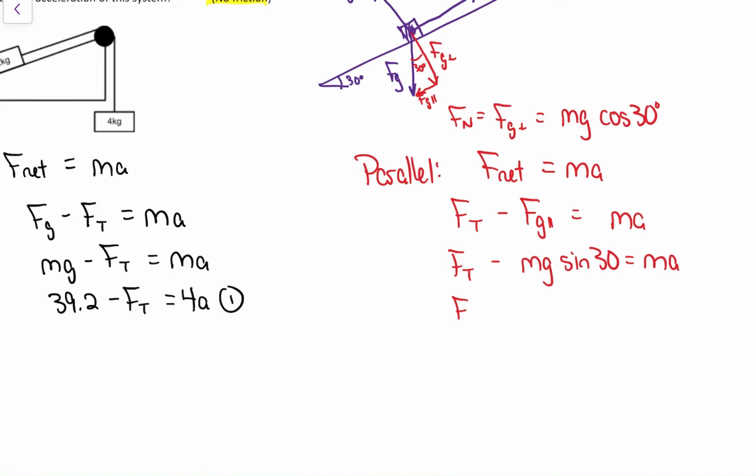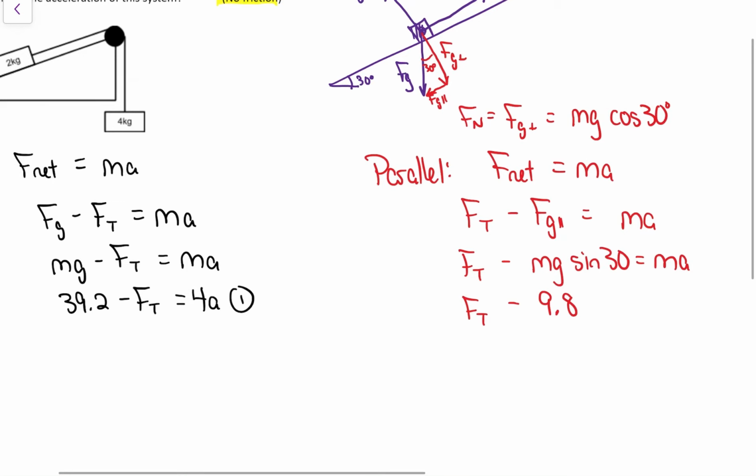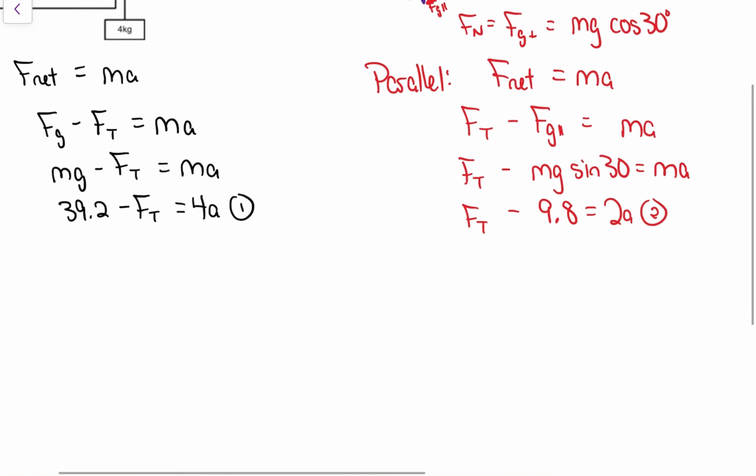Now if I sub things in, I can't do anything with Ft. I'm stuck with that. The mass was 2, so I have 2 times 9.8 times the sine of 30. Sine of 30 is a half, so doing that in my head, or you could verify on a calculator, that middle term turns into 9.8, and that's equal to 2a.